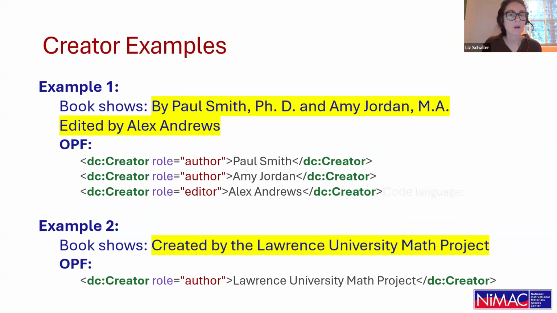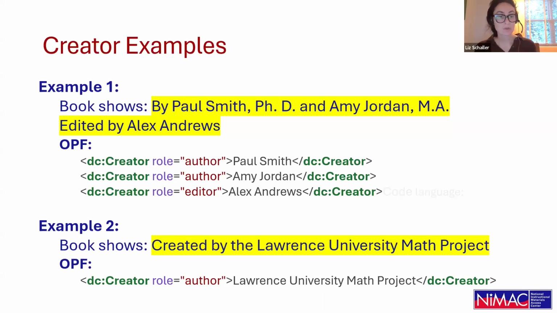In example 1, on the book you'll see by Paul Smith, PhD, and Amy Jordan, MA, edited by Alex Andrews. And in the OPF, you'll see we've used that creator tag 3 times, utilizing the correct role, either author or editor, and then excluding the credentials. So just Paul Smith, not Paul Smith, PhD, when you're supplying that metadata.